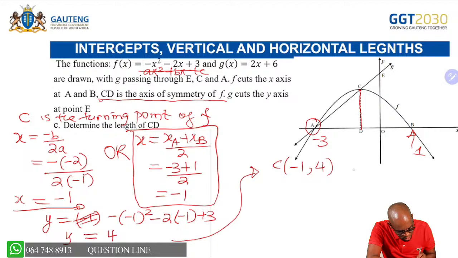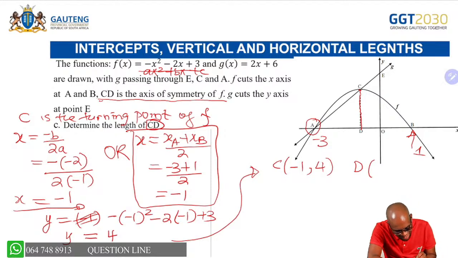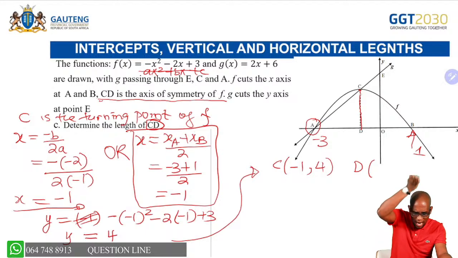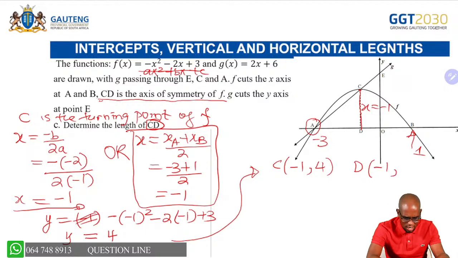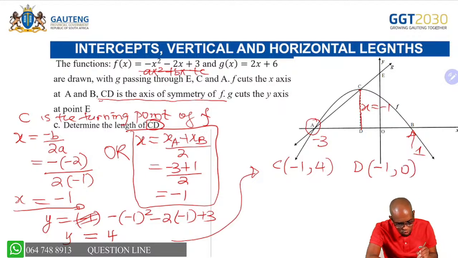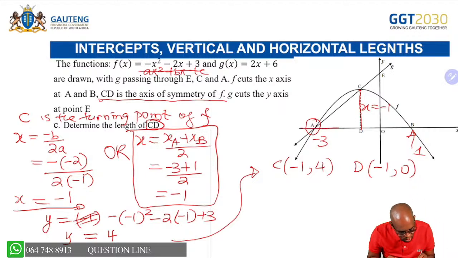But now I also need the coordinates of D, because they are looking for the length of CD. So to find the coordinates of D, I know that the x value on the vertical line is the same. I know that on this line, x is equal to negative 1, which means that x at D is also negative 1. But y at D will now be 0 because point D lies on what? On the x-axis. We know on this line, y is equal to 0 everywhere here.